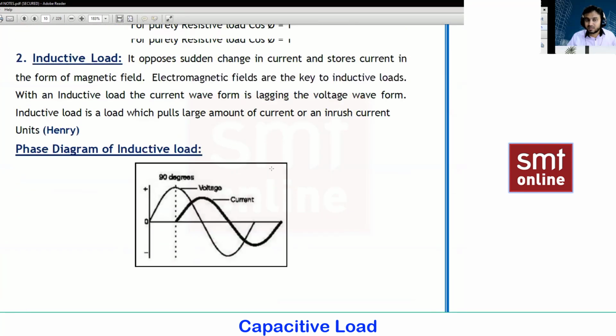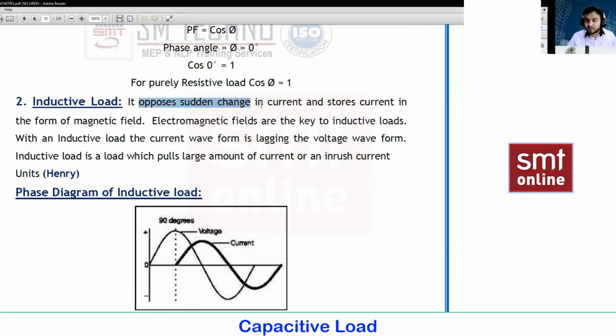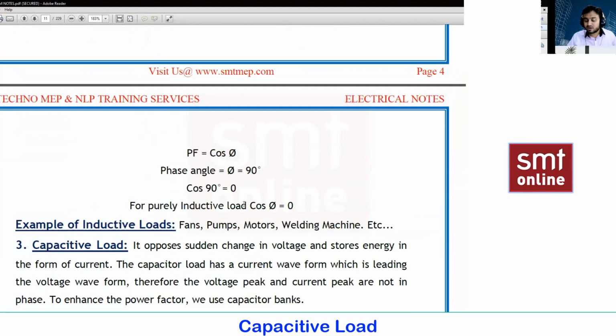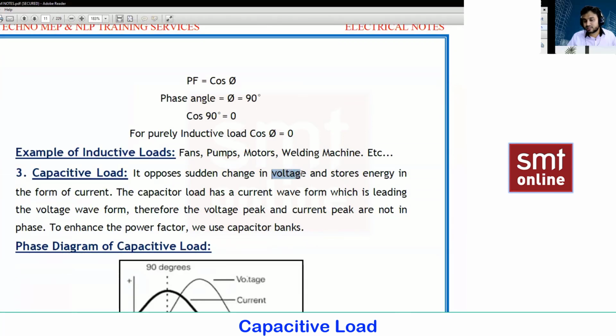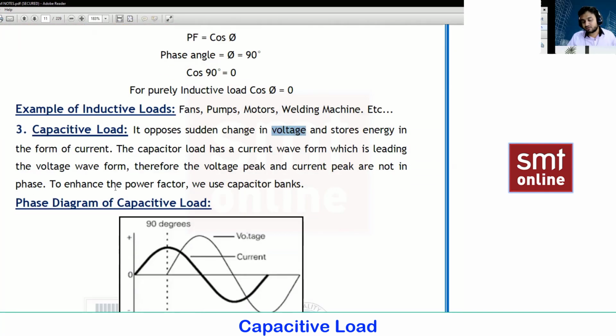What was happening in the inductive load? It is opposing sudden change in current. In the capacitive, it is totally reverse. It is opposing sudden change in voltage and stores energy in the form of current. I hope everyone has seen the capacitors. For every inductive load, you will be finding a capacitor.